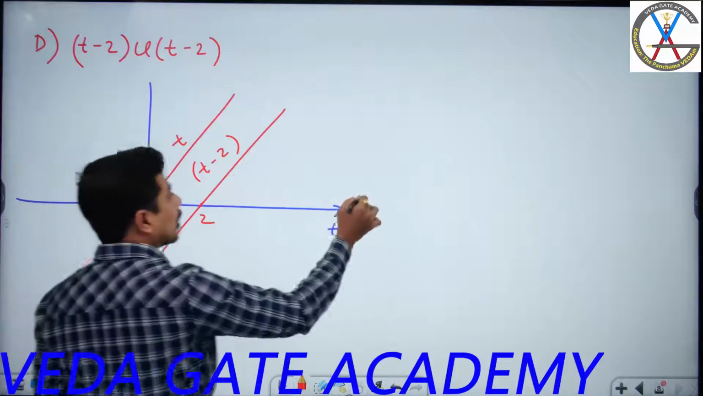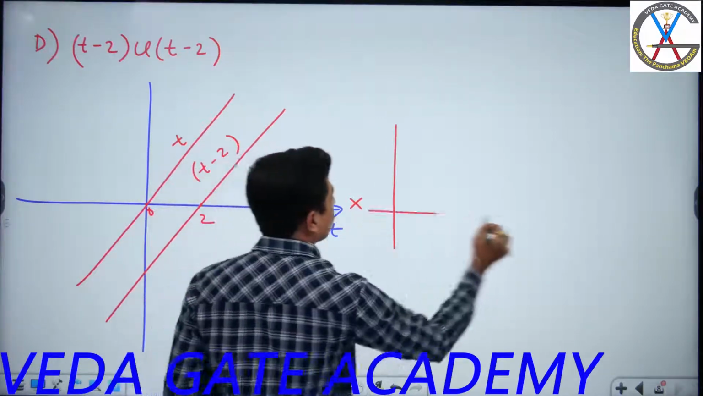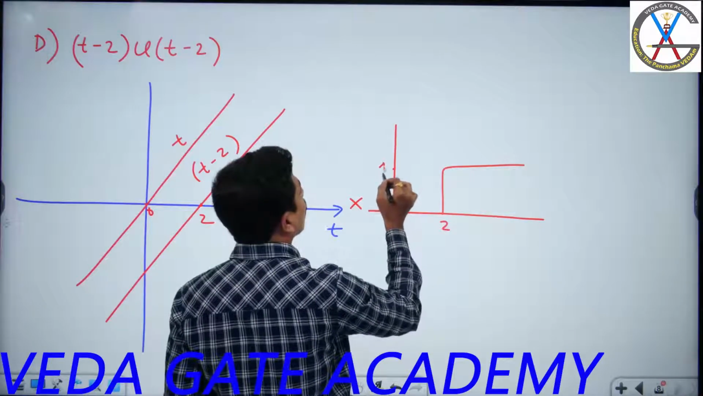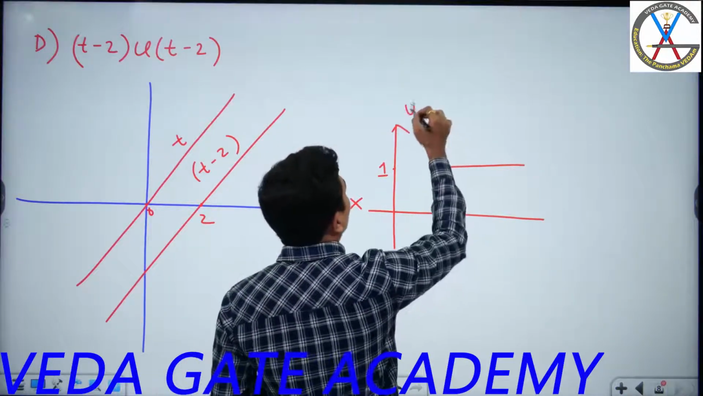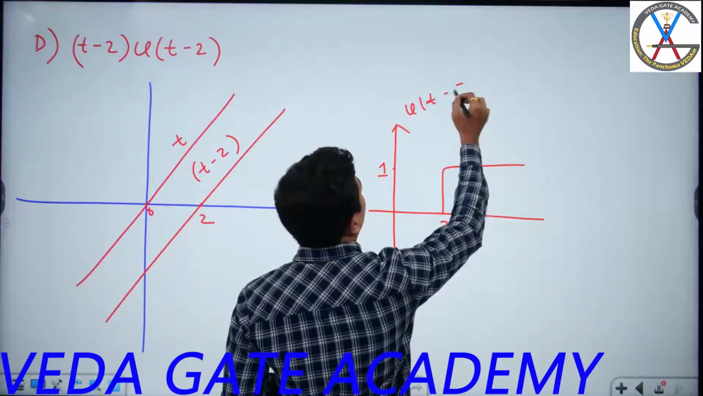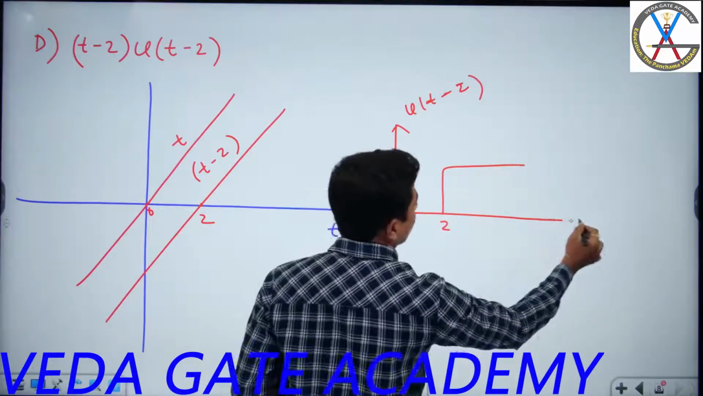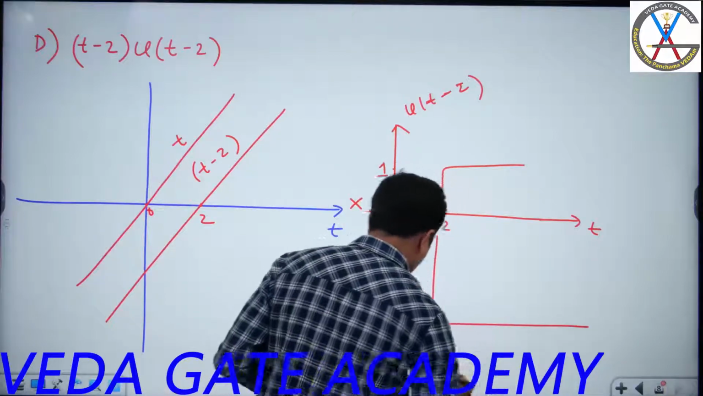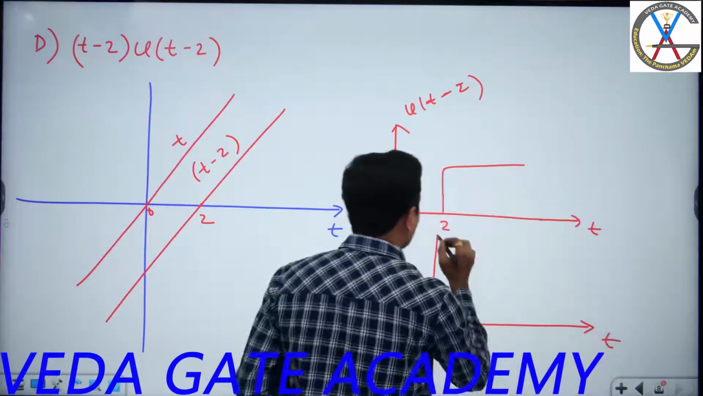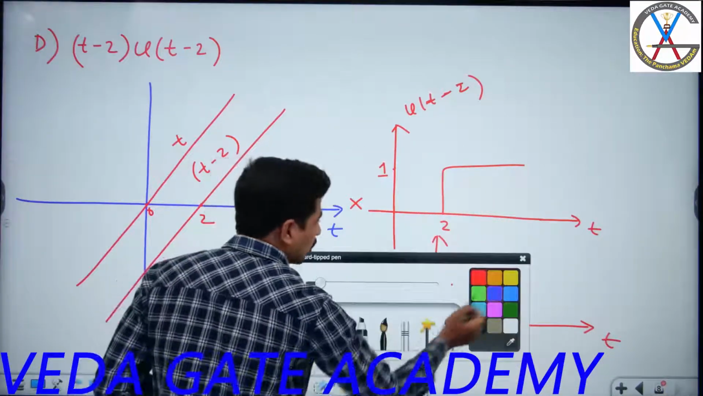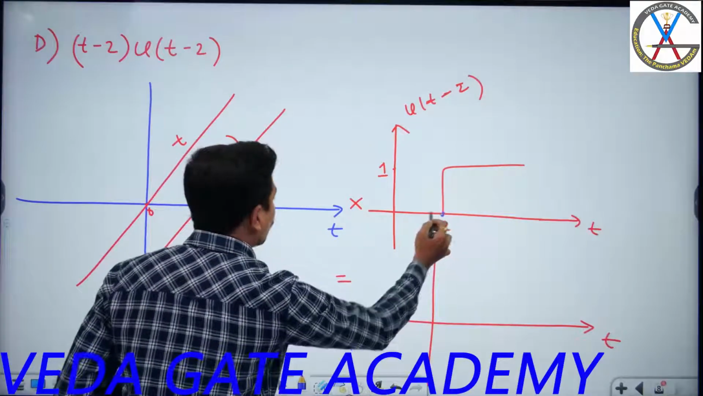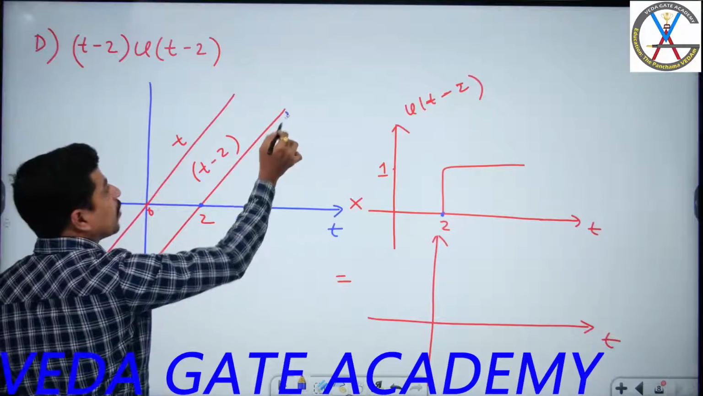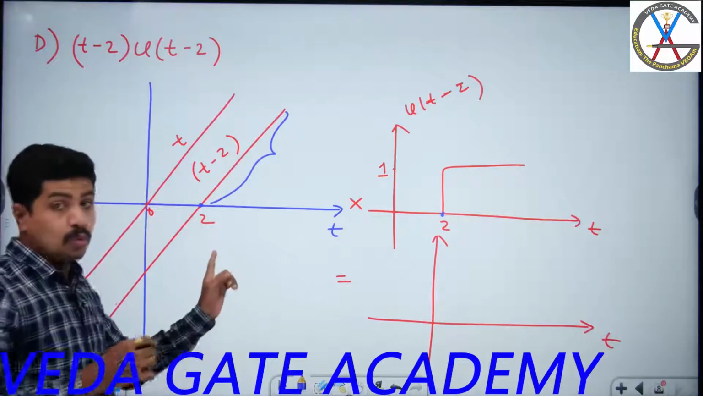So this one, what do I have to multiply with? I have to multiply with u of t minus 2. This is 2. This is 1. Yes, this is the signal u of t minus 2. This is t. Now what am I going to get in the result? Observe here. In the result, at t equal to 2, what is this value? 0. So this part of the waveform we are going to get from 2 onwards.